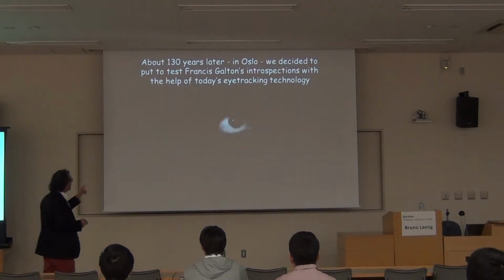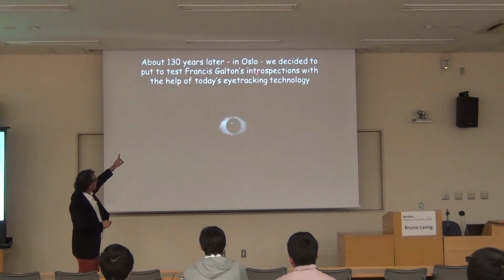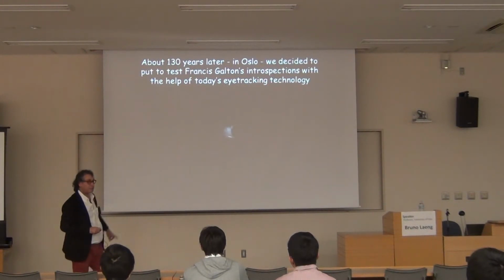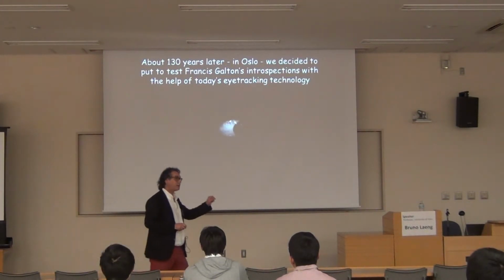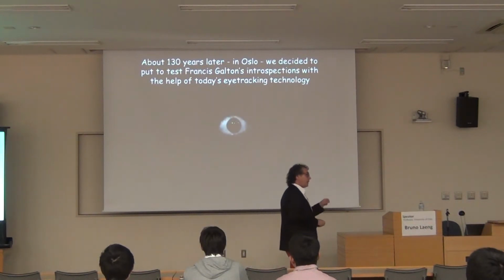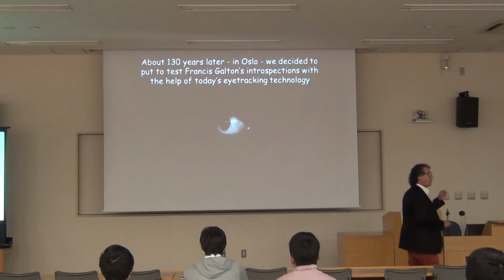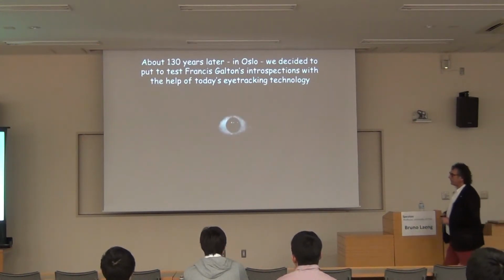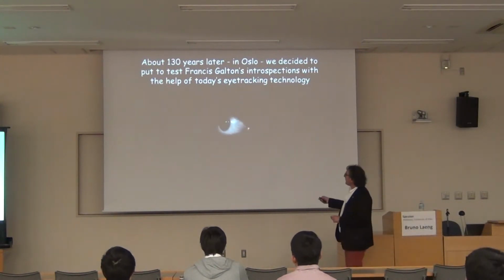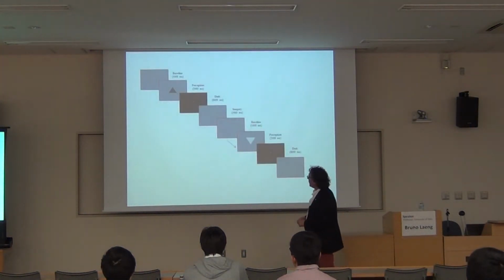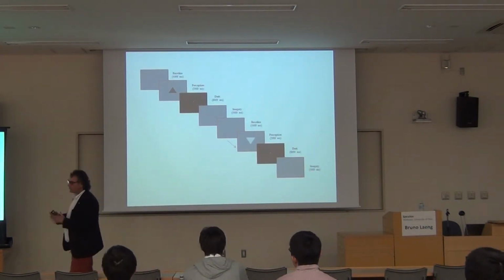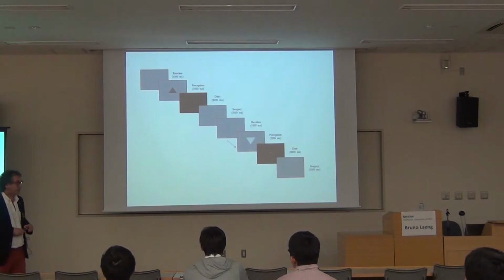So what we decided to do about 103 years later in Oslo is to test Francis Galton's introspection with the help of today's eye tracking technology. Now we can answer precisely Galton's question by measuring the response of the people while they are considering the same kind of situations that Galton was thinking about. So we decided to start rather simple, according to the classic paradigm of experimental psychology.